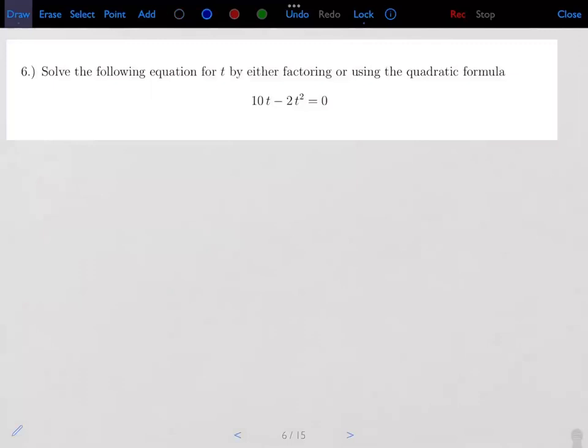Okay, solve the equation for t by either factoring or using the quadratic formula. All right, so here's my equation. I have 10t minus 2t squared is equal to 0. If I want to solve this by factoring, it looks like a t is common to both terms, so I could pull out a t, and I'm left with 10 minus 2t is equal to 0.